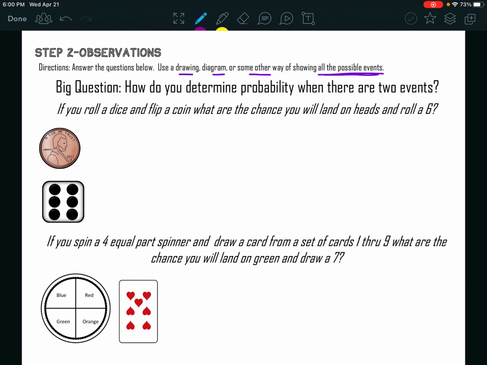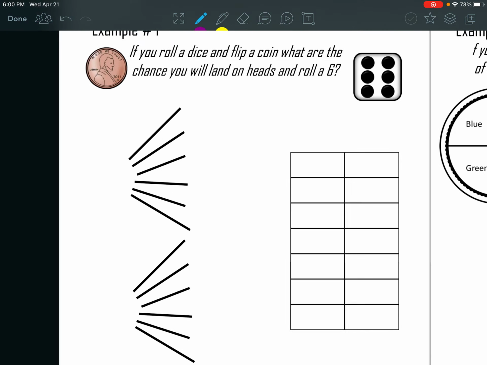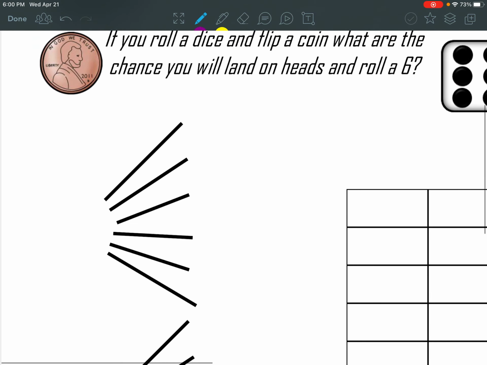If you haven't done that, well then pause the video and see if you can create a list, create a picture somehow to show every single possible outcome for these 2 examples. I'm going to flip to the next page then, because they're the same problems, but now I'm going to show you 2 different ways that you could organize and list out all possible outcomes.